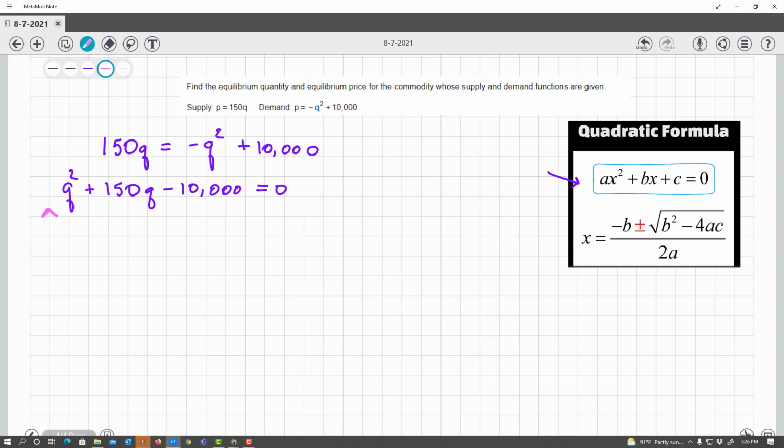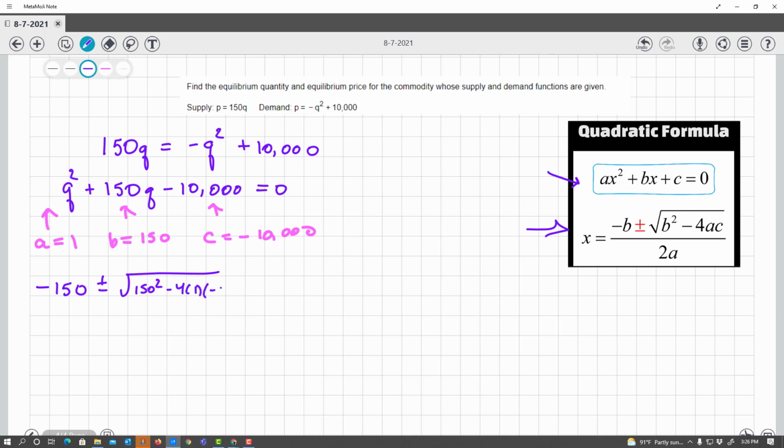And so now you can see that your A is 1, your B is 150, and then your C is negative 10,000. So you have everything that you need to plug this into the quadratic formula to solve for the quantity. All right, and so if I do that, I'm going to get negative 150 plus or minus the square root of 150 squared minus 4 times 1 times negative 10,000. Hopefully I don't have too many zeros. And then 2 times 1. And I threw all that in my calculator.